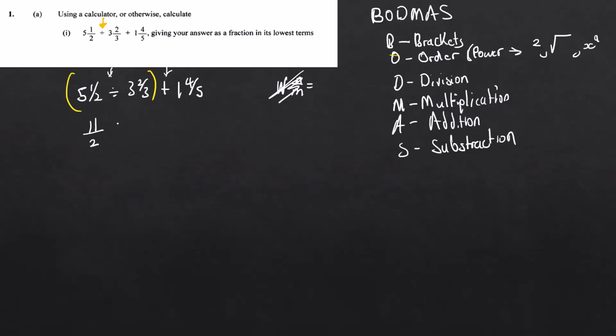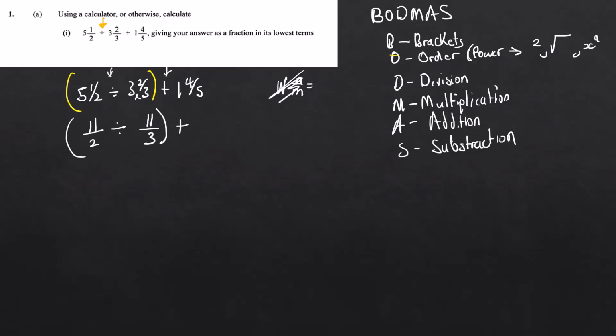Again, if you don't know how to go from a mixed fraction to an improper fraction, you take your denominator, multiply it by your whole number. So 3 3s are 9, and add your numerator. 3 3s are 9 plus 2, 11. And you bring back your denominator, of course. So this is the two fractions being converted into improper fractions.